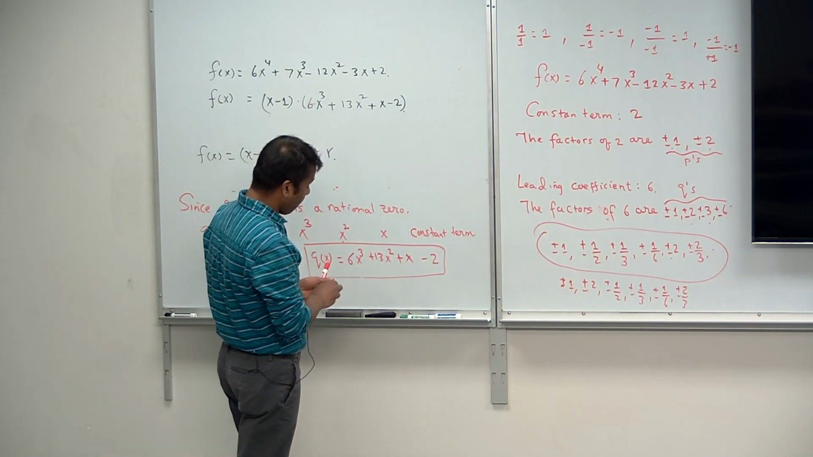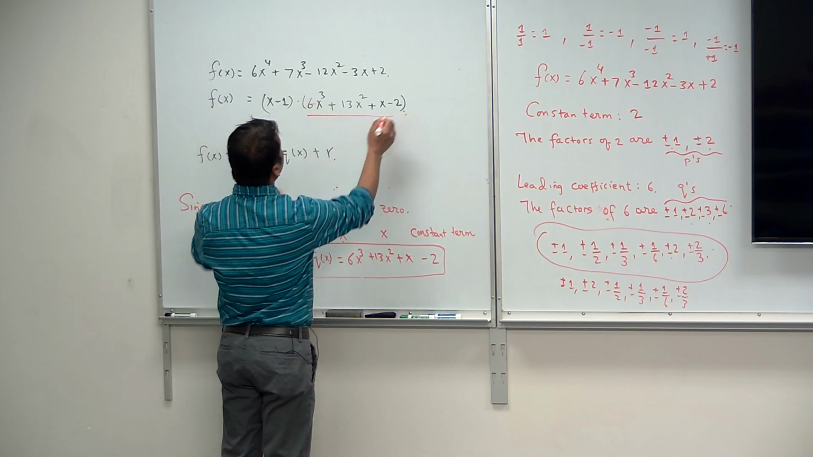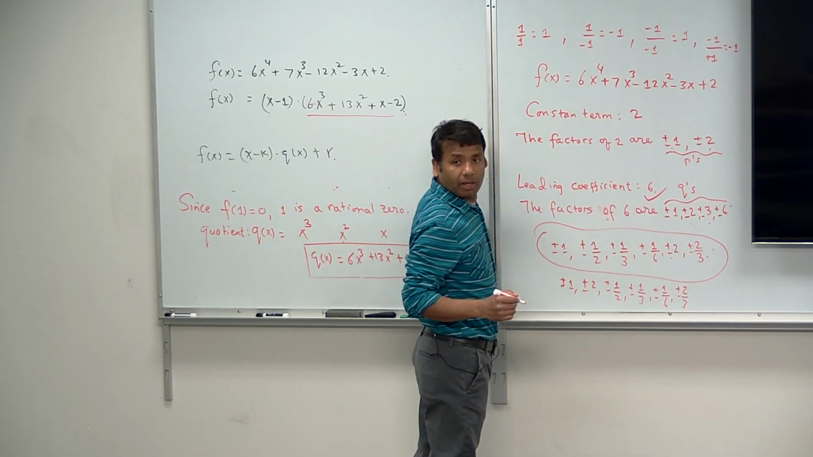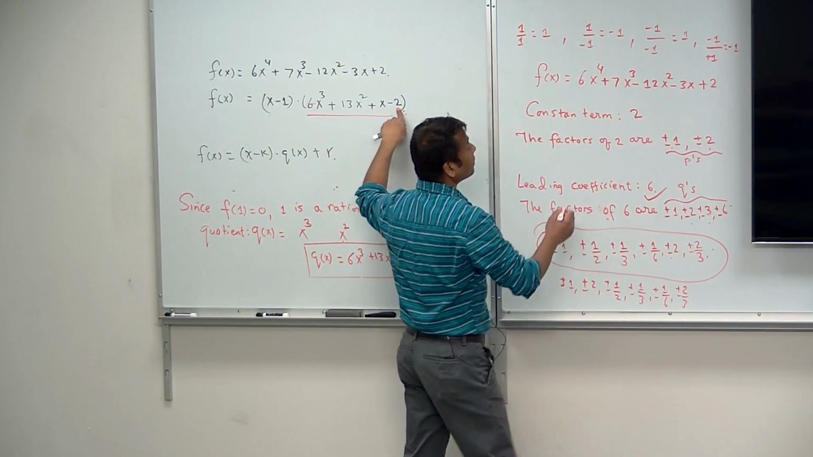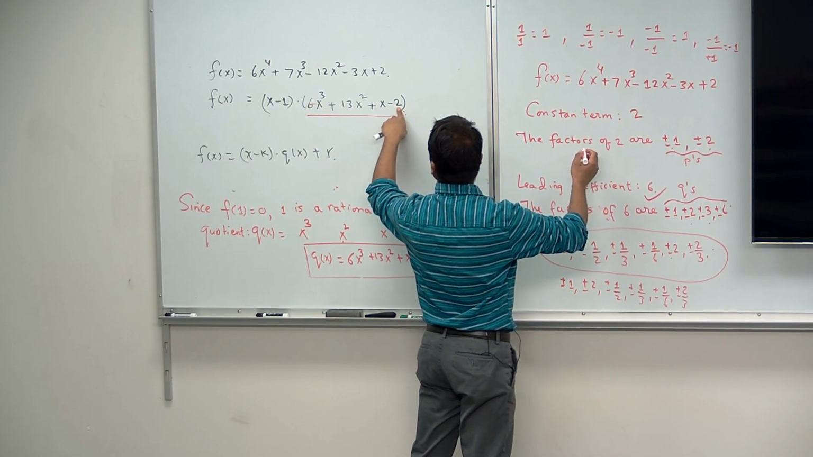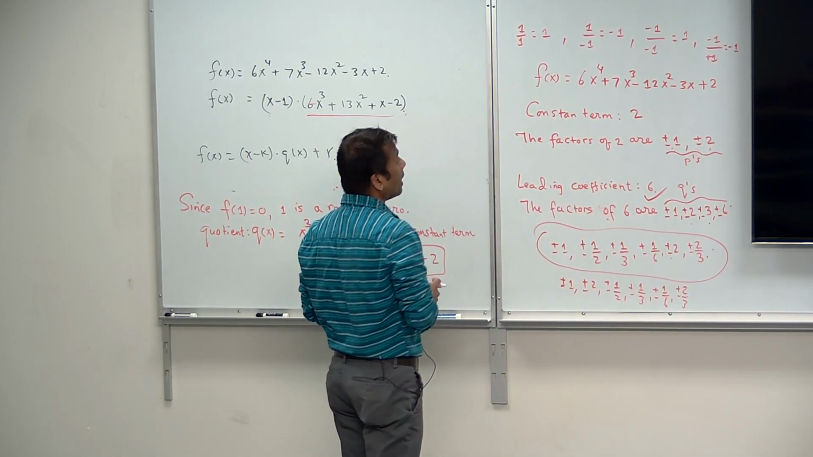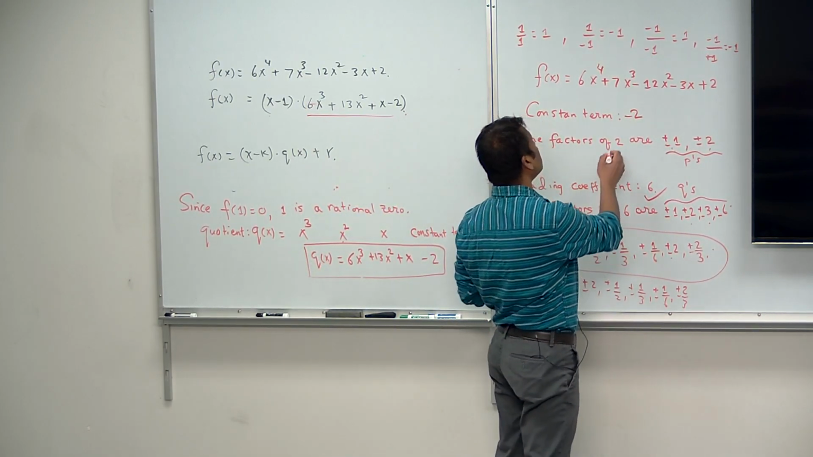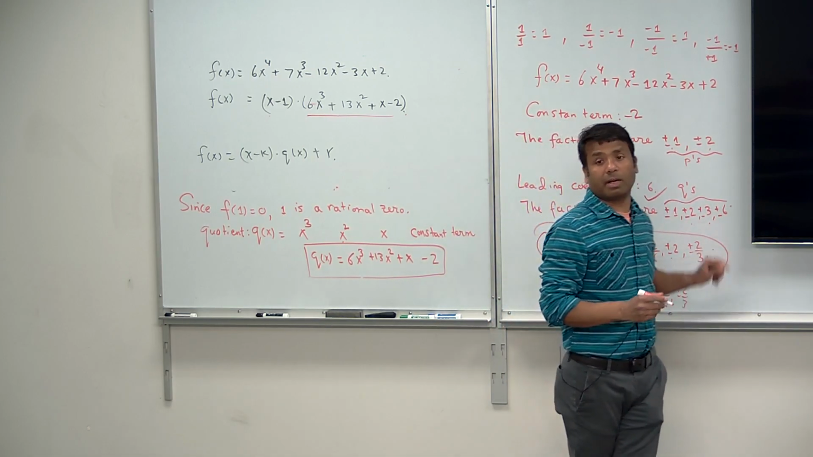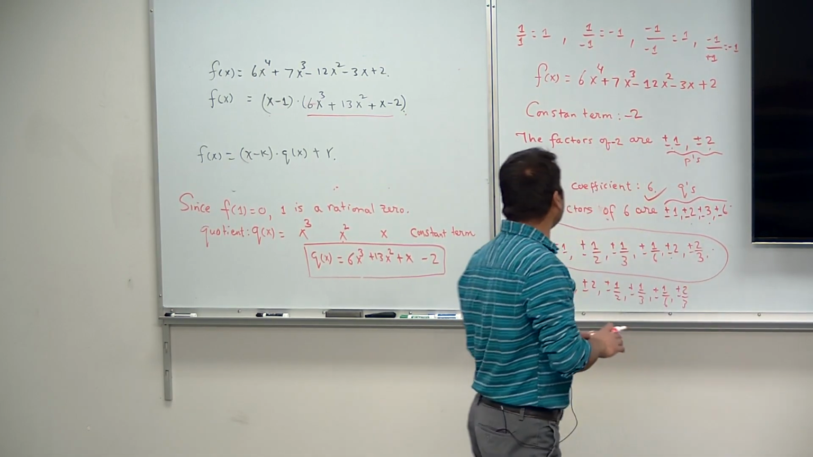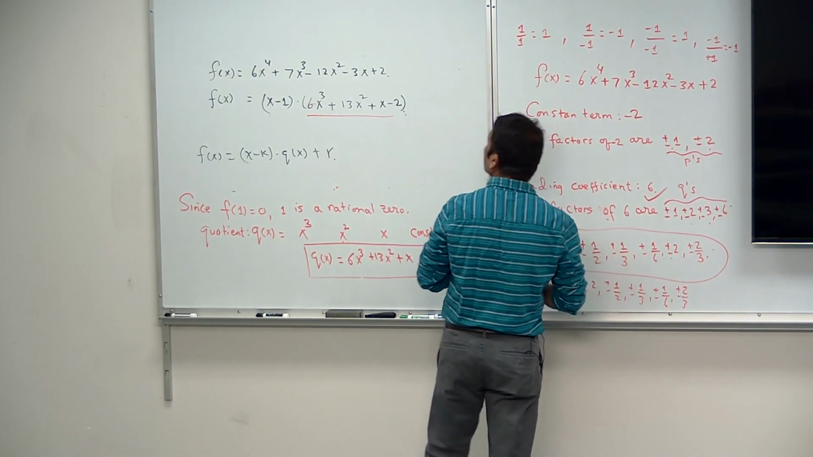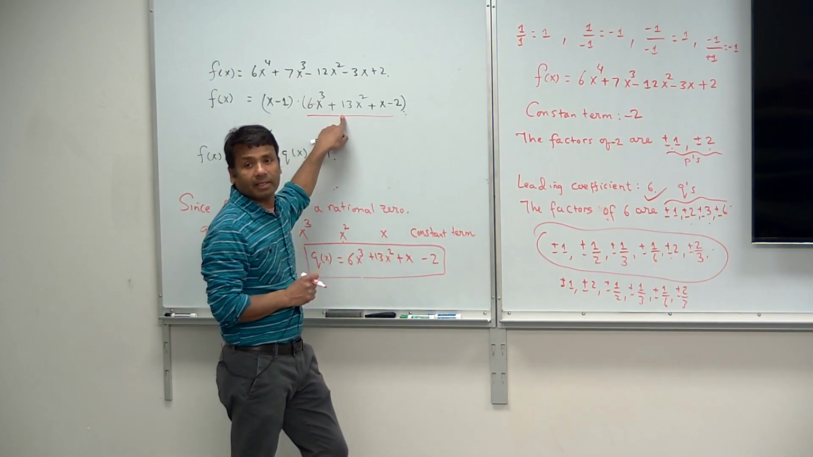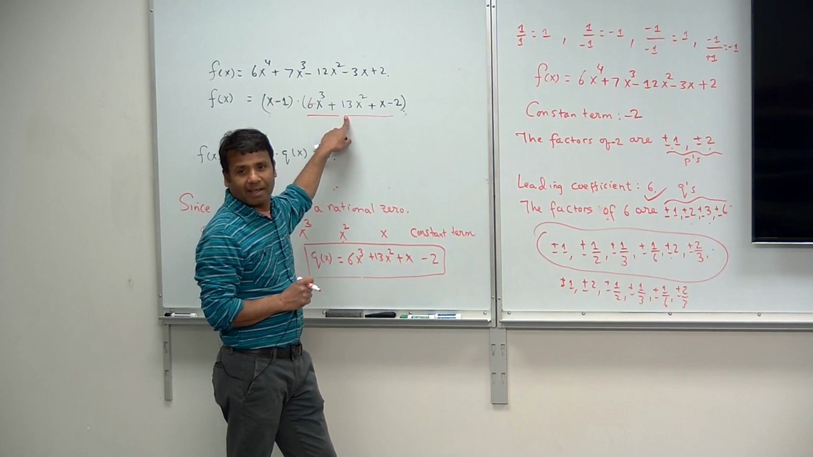You see, for this one, the leading coefficient is 6. You see that? And what is the constant term? The constant term is -2 or +2? Is that -2? Okay, -2. The constant term is -2. And the factors of -2 are the same, ±1 and ±2. You see that? So now these are the possible zeros for this polynomial. Is that right? Are you with me?